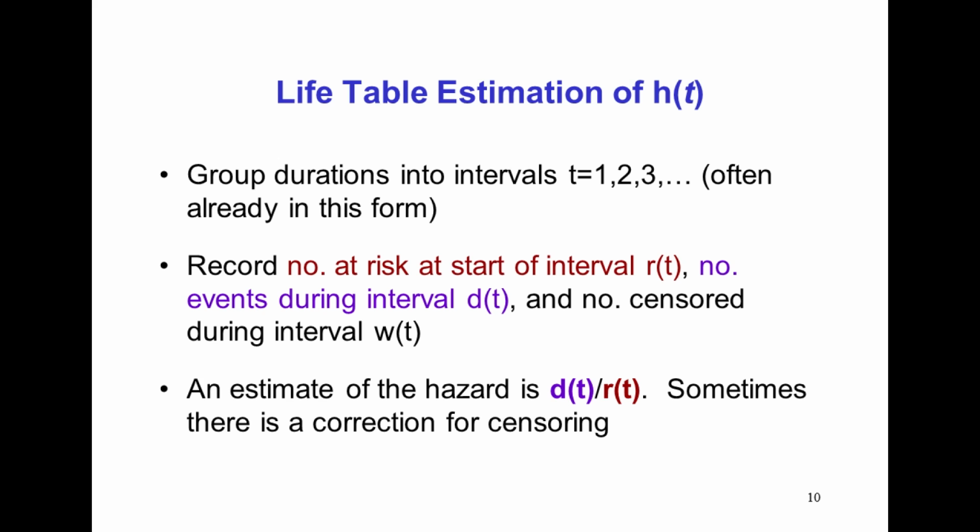A third thing we'll also have is the number who are censored during the interval, the number who've withdrawn from the study, or it might just be the last time that we observe them. A simple estimate of the hazard is simply the number who have the event divided by the number who are at risk of having the event. That's the hazard function. There are different forms of this to take into account the censoring, but this is it in its simplest form. Then what we'd like to do is see how that changes over time.